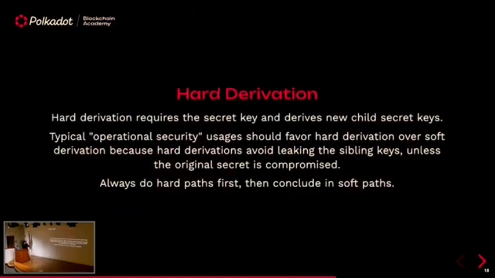Hard derivation requires the secret key and gives you new child secret keys. Usually the input to this hard derivation is a so-called derivation path, which is just some string input added to the hash function, pretty much. Usually you want to use hard derivation over soft derivation unless you have a very compelling reason to use soft derivation. And even if you are using soft derivation, you should do hard paths first and then conclude with soft ones.